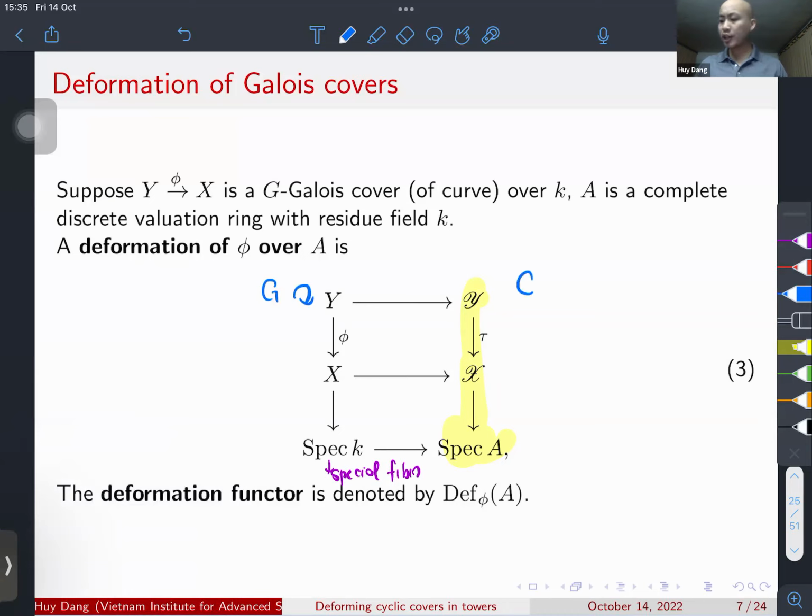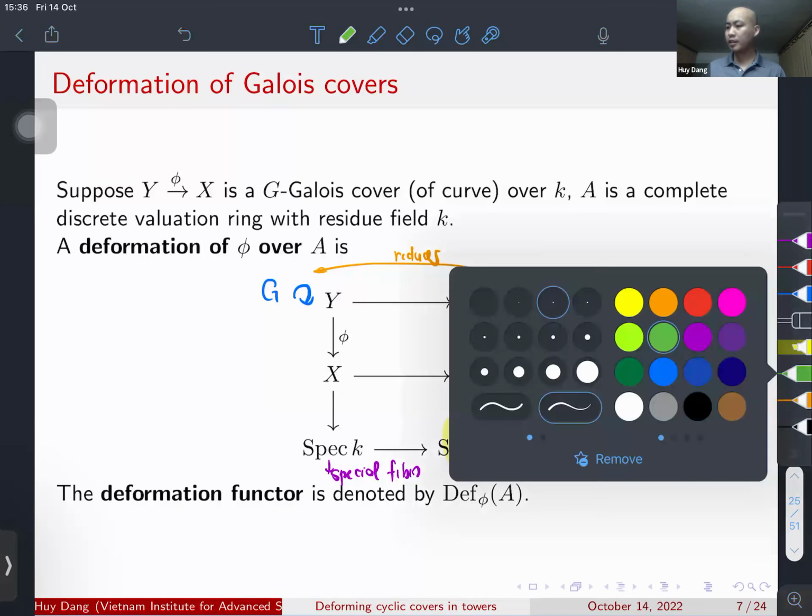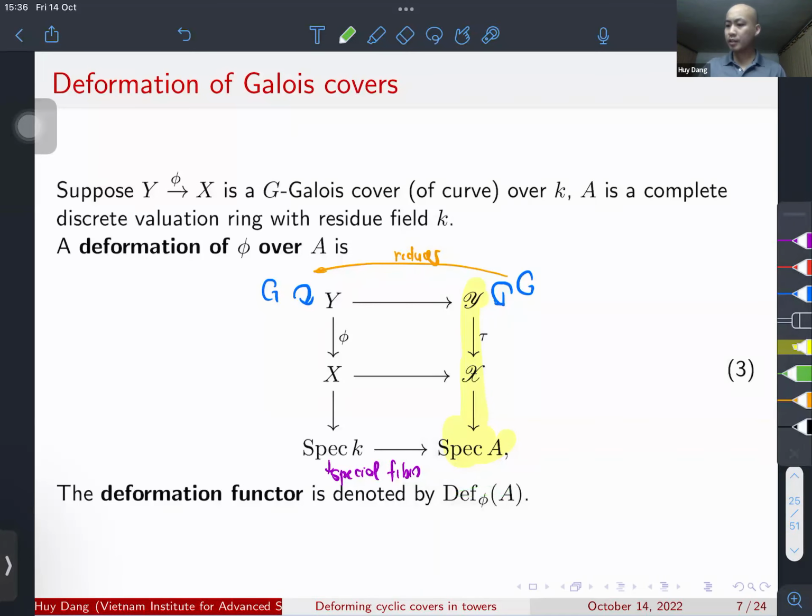So you should have the G action on Y stripped that reduces to the original one on Y. So the action in here reduces to here. So all the information should be compatible, should be nice. Then we call tau with the root action a deformation of phi. And the deformation functor we usually denote by Def phi of A.